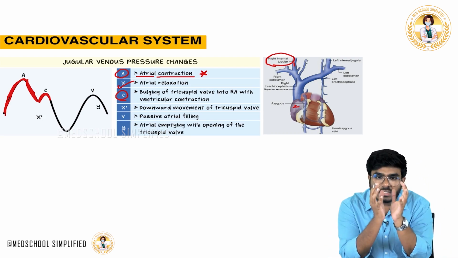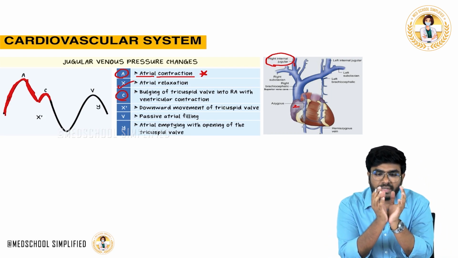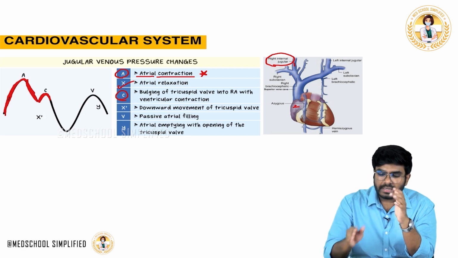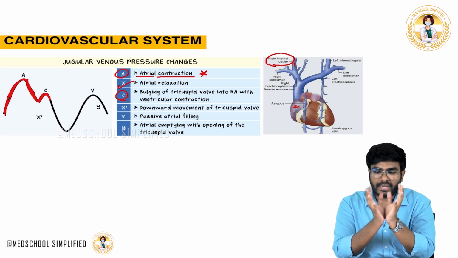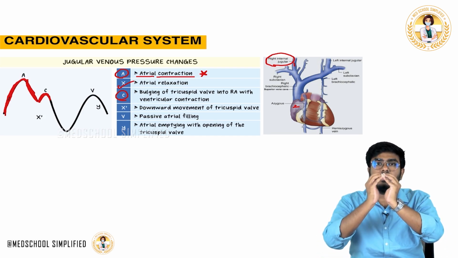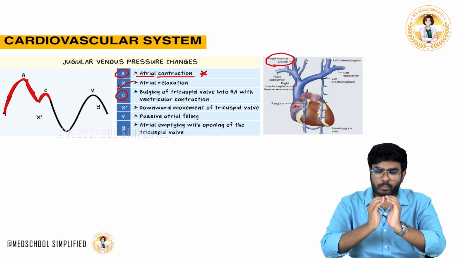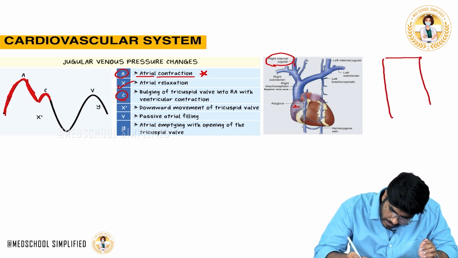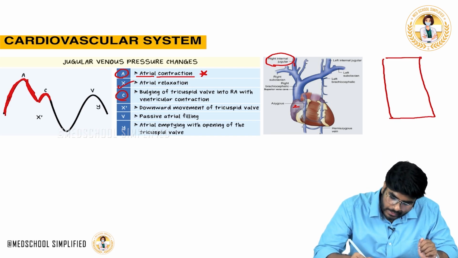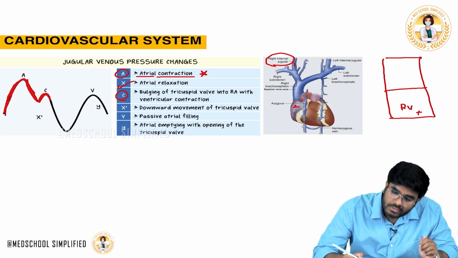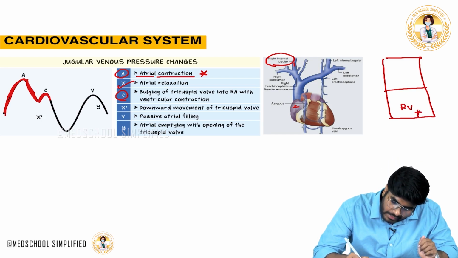When the ventricles are contracting, pressure inside the ventricle increases. Especially when the right ventricle is contracting, it pushes the tricuspid valve. Let me show you. This is the right side of the heart. I am only showing the right side of the heart. This is the right ventricle. When the right ventricle is contracting, the pressure inside the right ventricle increases.